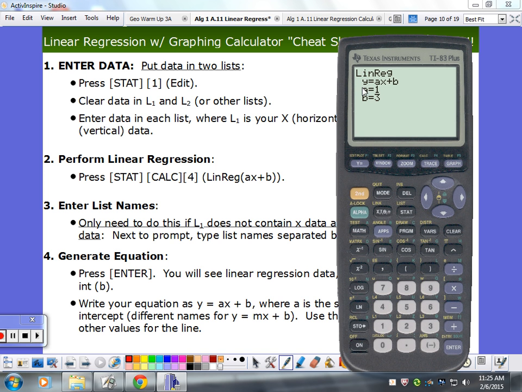Okay, it's telling you, here's the format. Y equals ax plus b. A is 1 and b is 3. So what would the equation be? Y equals 1x plus 3. Plug them in, or y equals x plus 3. That is the line of best fit for those data points.